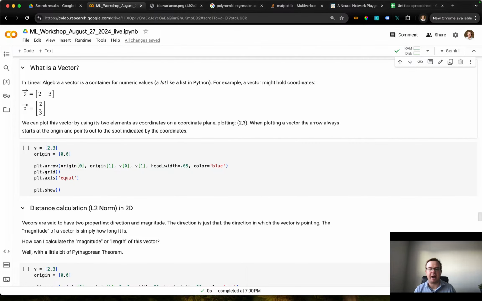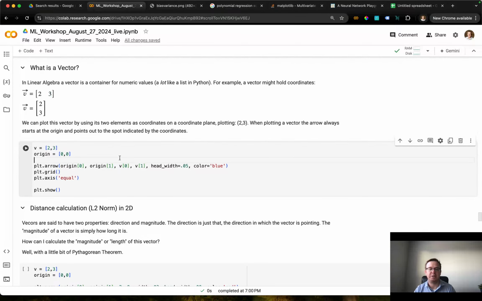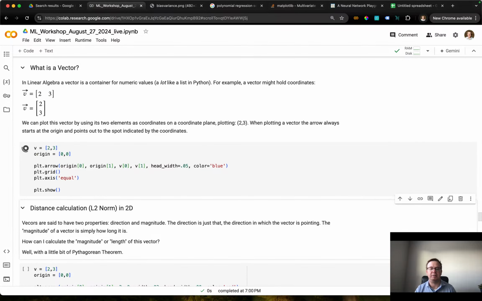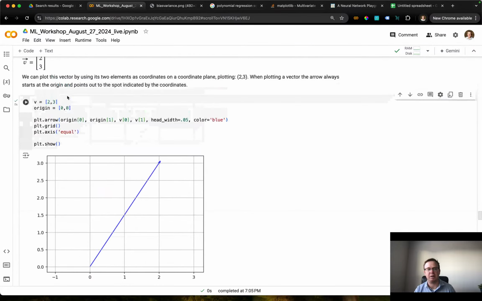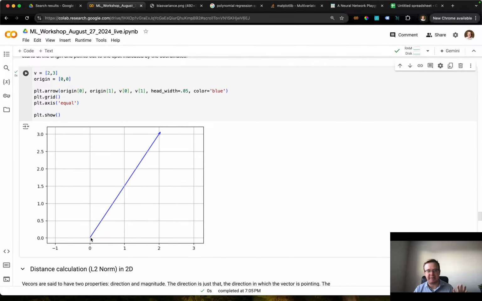If we take the items in a vector and we plot them on a graph, we would essentially treat them as a coordinate pair, where we'd go over 2 on the x-axis, up 3 on the y-axis, but instead of putting a dot, we'll draw an arrow from the origin to that point. So here's how we plot the vector 2, 3. It's an arrow from 0 pointing to spot 2, 3. That is the vector 2, 3. It's exactly the same thing as just putting a point here, but in a linear algebra flavor. Okay?